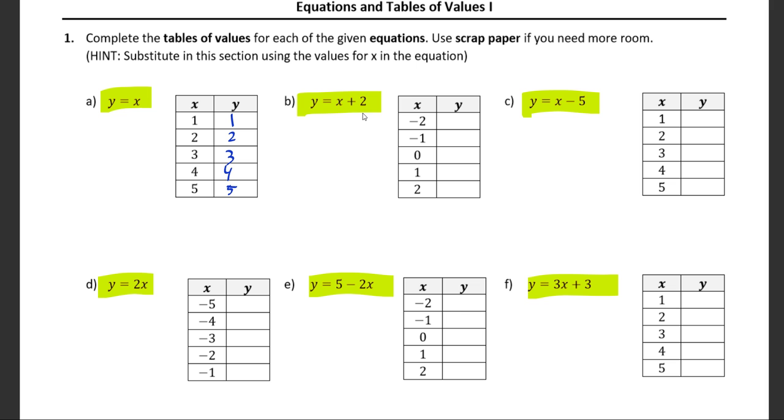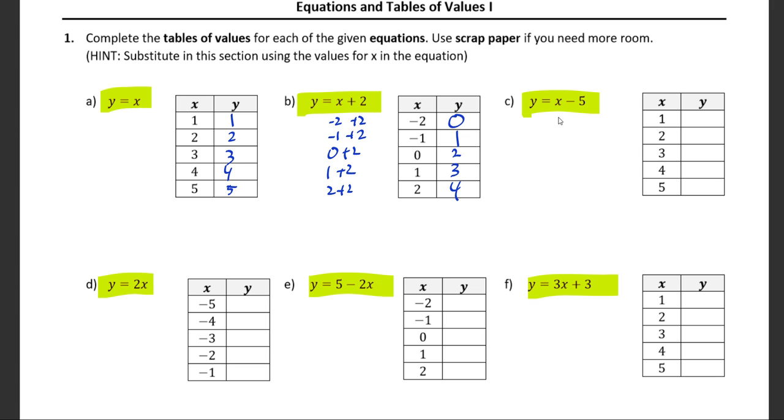Here, if we have y equals x plus 2, this will be negative 2 plus 2, and negative 1 plus 2, and 0 plus 2, and 1 plus 2, and 2 plus 2. And so we'll get 0, 1, 2, 3, 4, I think. Each time just adding 2 to the x value.